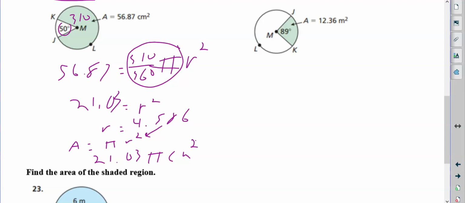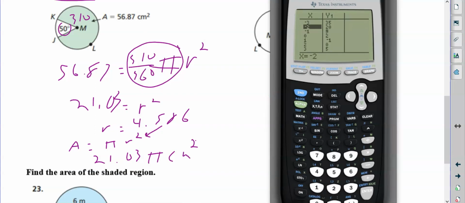So real quickly, again, if you want to see what it would look like on the calculator, you could just do 310 divided by 360 times pi, or 3.14. So basically 2.7 r squared. So you're just going to divide 56.87 divided by 2.7.